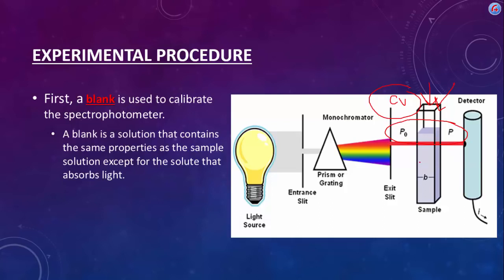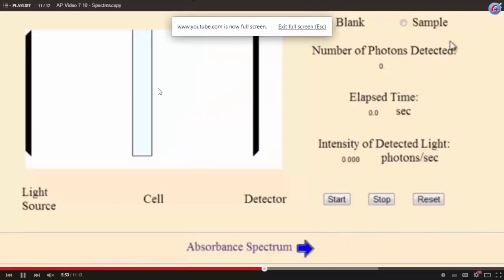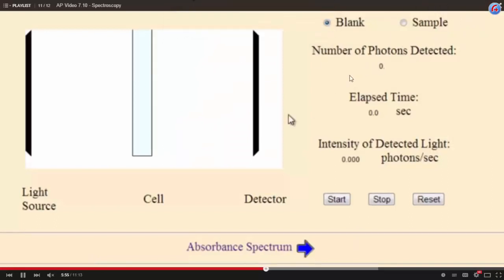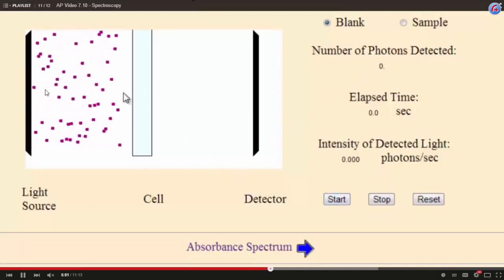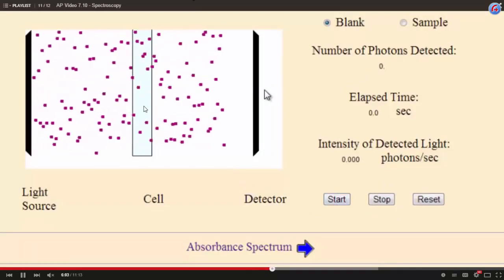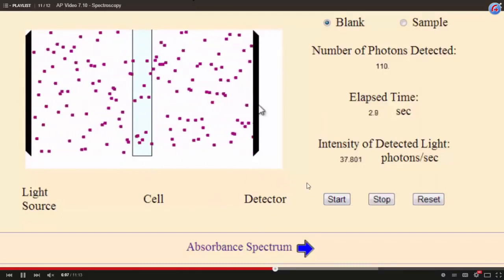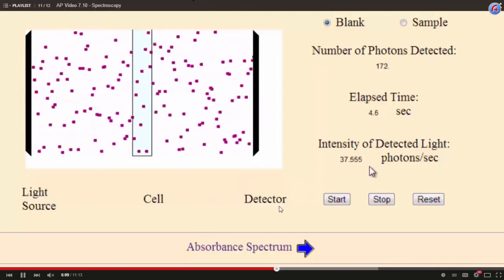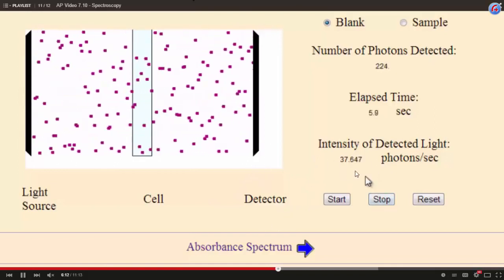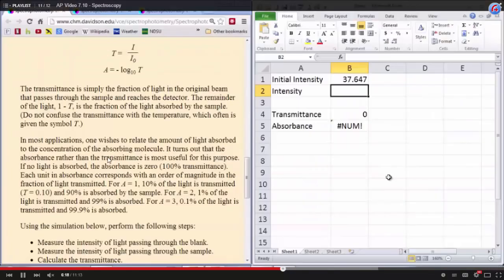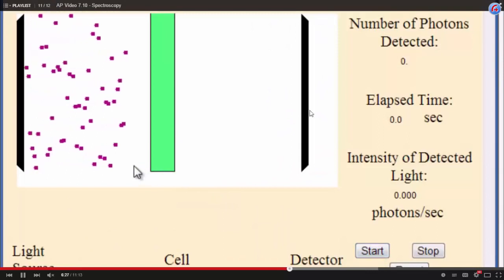I got a quick little video to show you the difference. Here we technically have a blank right now, and we're going to run some light through this blank, and you're going to see a bunch of photons flying through. So here they come. You can see that nothing is being absorbed in the middle, and it's all going through, hitting the detector on the right-hand side. Then we hit stop, and you can see that on average about 37 or 38 photons per second are hitting the detector. So your blank solution gives you a rough idea of how many photons hit the detector per second.